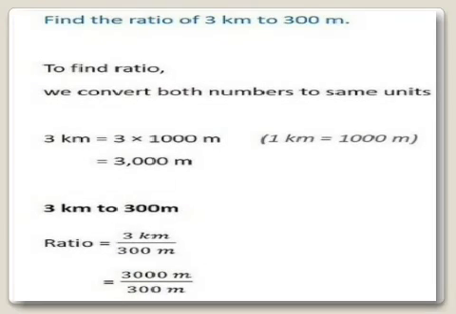Another example is, find the ratio of 3 km to 300 meter. Again, first we will convert kilometer into meters. As we know, 1 kilometer is equal to 1000 meters. So 3 kilometer will be 3000 meters. We will express it in ratios as 3000 meters upon 300 meters. After that we will simplify it.